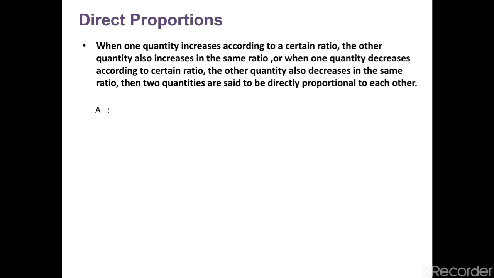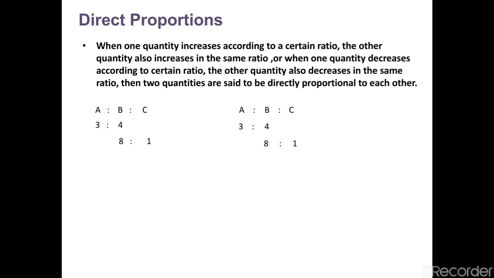Here I have given you an example. A to B ratio is 3 to 4, and B to C ratio is 8 to 1. Here I will write this example again. A to B and B to C. A to B is 3 to 4. B to C is 8 to 1.